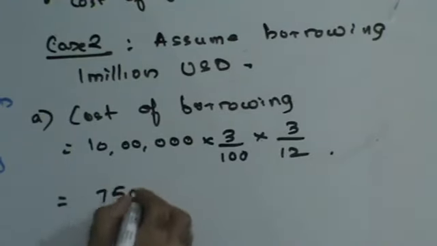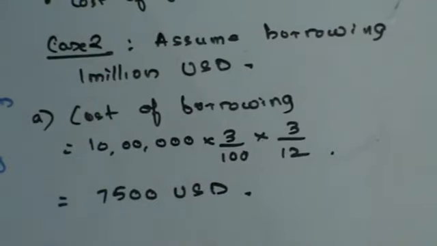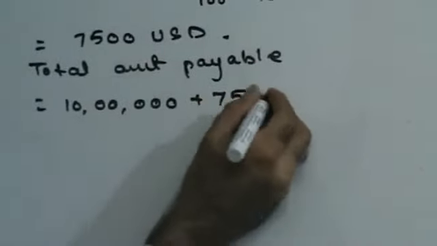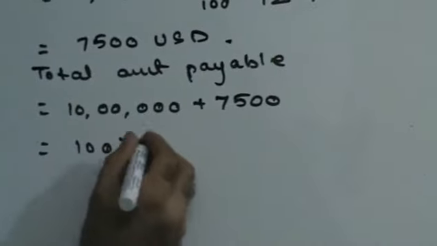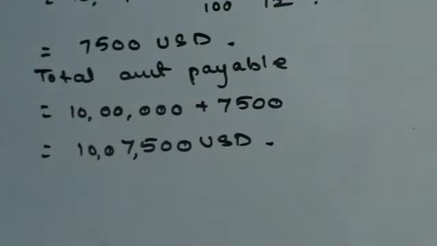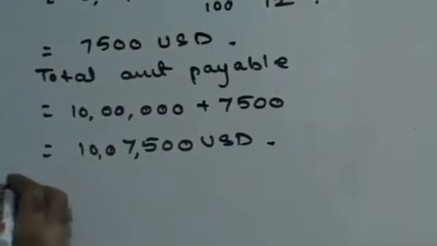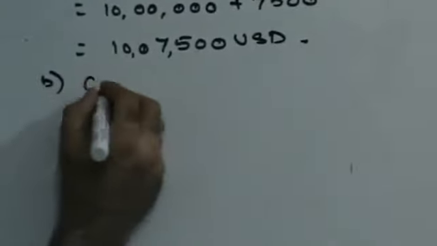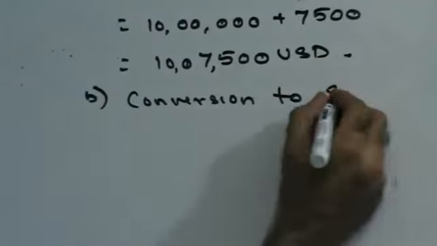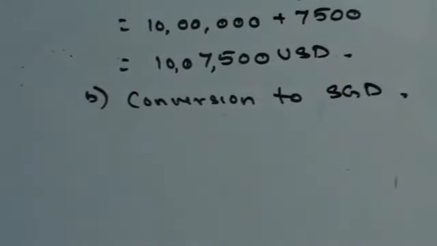7,500 USD. Therefore, the total amount payable is going to be 1 million, the money that I borrowed, plus 7,500, the interest that I have to pay. So this is 10,07,500 US dollars I have to pay at the end of 3 months. Now I'm going to send this money to Singapore. So I'll say conversion to Singapore dollars. I want to buy Singapore dollars.